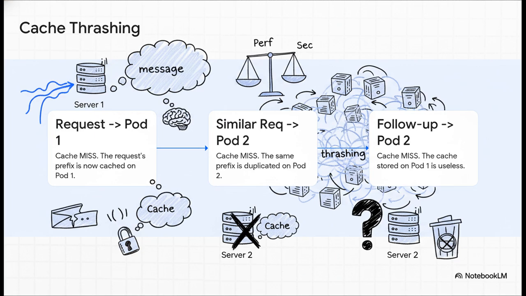Imagine you're having a conversation with an AI. Your first message goes to server 1. Great, it does the work and caches your conversation so far. But then your next message comes in, and the load balancer, which has no idea about the cache, just randomly sends it over to server 2.